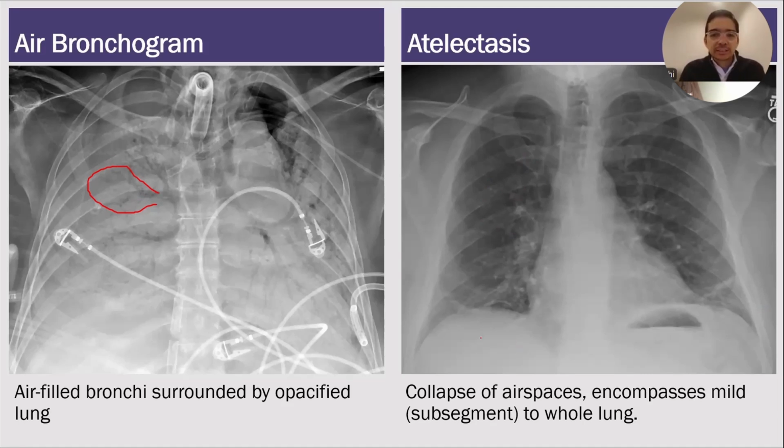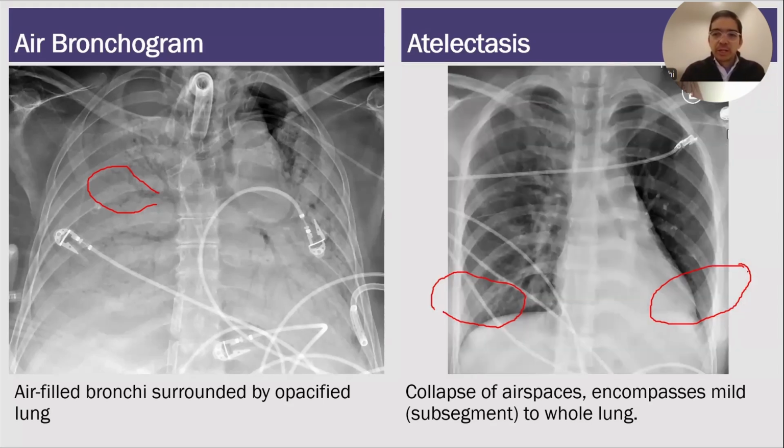And then atelectasis. Atelectasis is collapse of air spaces, and it encompasses mild subsegmental atelectasis to whole lung. You see these little linear opacities down here. These are atelectasis, and this is what I would call subsegmental atelectasis. They're just little lines where the alveoli have deflated and there's no air in them. This is minimal atelectasis, but a patient can also have pretty significant atelectasis.